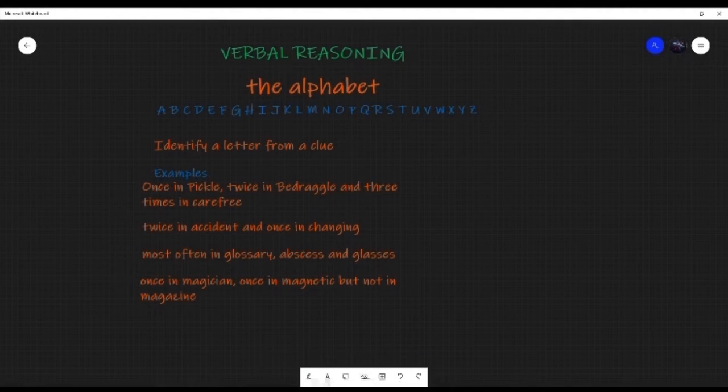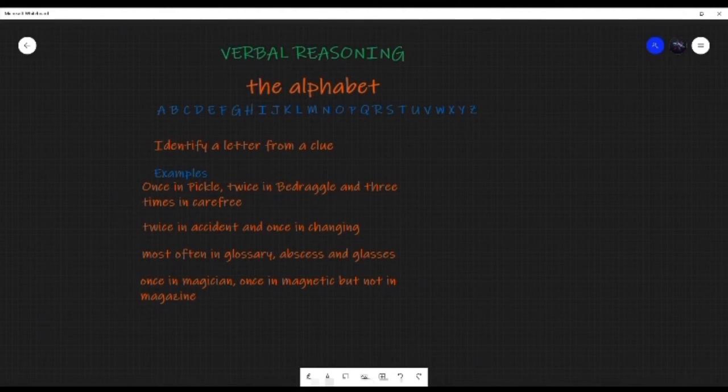So: once in a pickle, twice in a bed rackle, and 3 times in carefree. I always start with the one which has the most, so 3 times in carefree, because they tend to be the easiest one to spot. As you can see, E appears 3 times, so now we have to check to make sure E is twice in bed rackle and once in pickle. Is it twice in bed rackle? Yes it is. Is it once in pickle? Yes it is. Very easy, there's your mark, E is the answer.